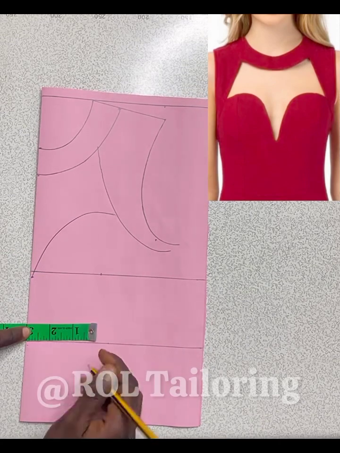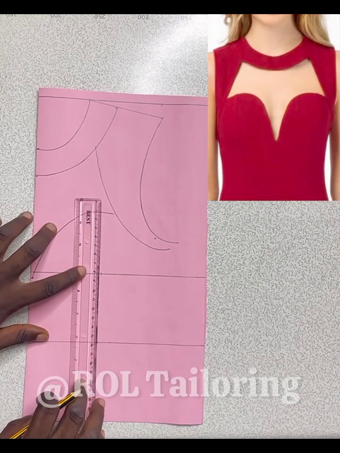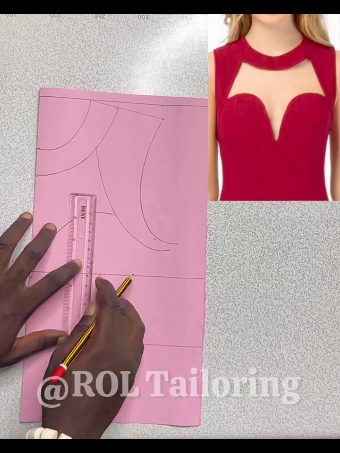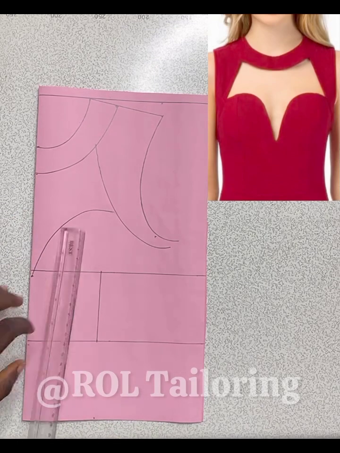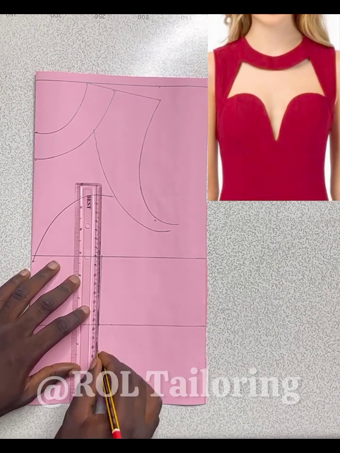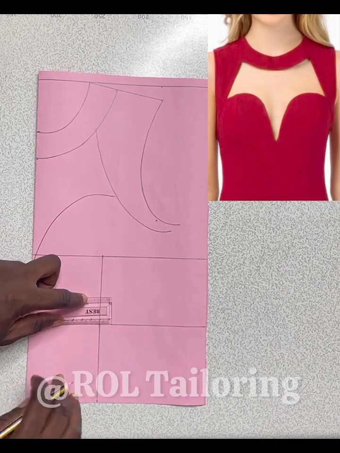So I'm going to use the bust span measurement, which is the nipple to nipple measurement, divide it by 2, mark it on the bust line and also on the under bust line. After that, you can mark on the waistline, that is if your dress further extends to the waistline. Then you connect. So we are now connecting from the bust line to the under bust line and also to the waistline.